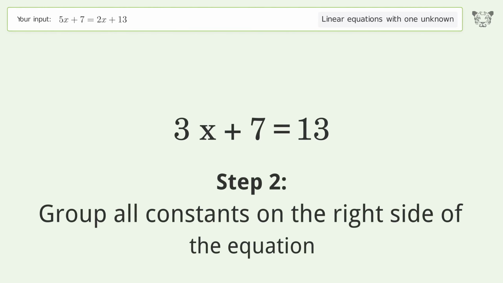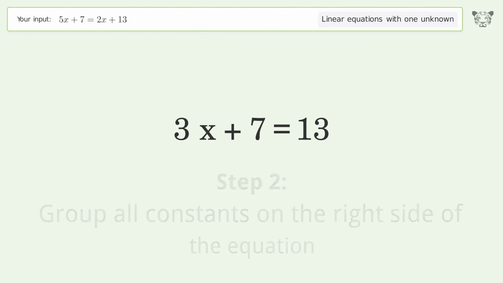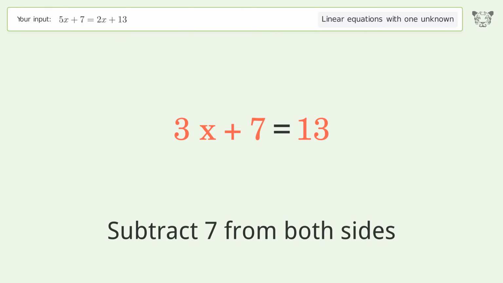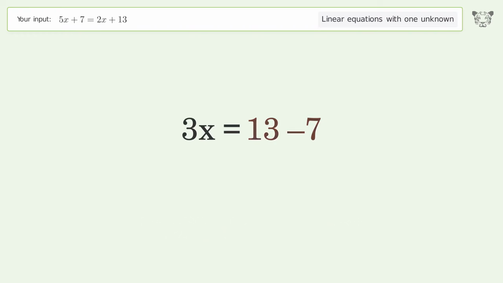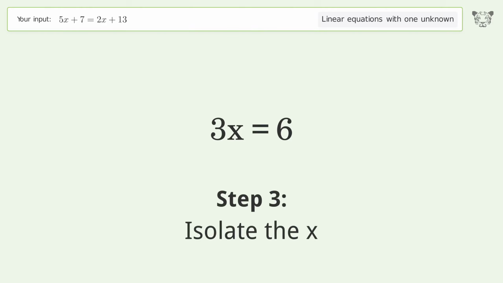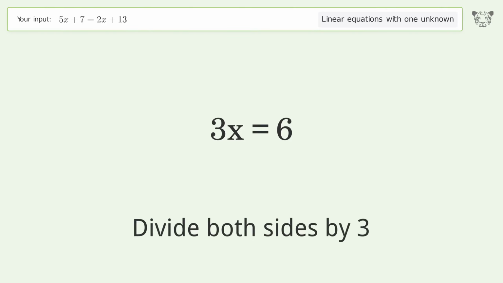Group all constants on the right side of the equation. Subtract 7 from both sides. Simplify the arithmetic. Isolate the x. Divide both sides by 3.